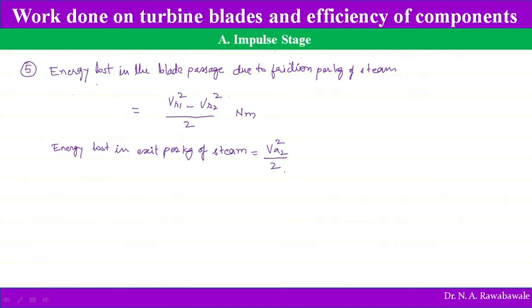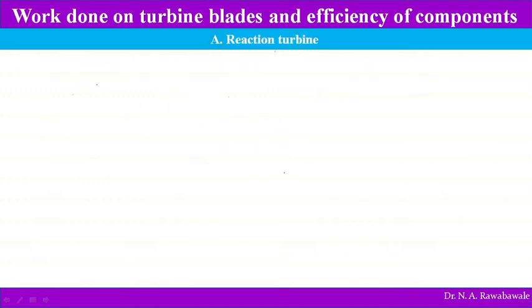Now we will move towards the reaction turbine. The reaction turbines in use are really impulse reaction turbines, not only reaction turbines. These turbines are impulse reaction turbines, but generally referred to as reaction turbines. Pure reaction turbines are not in general use. Therefore, the expansion of steam and enthalpy drop occurs both in fixed and moving blades.